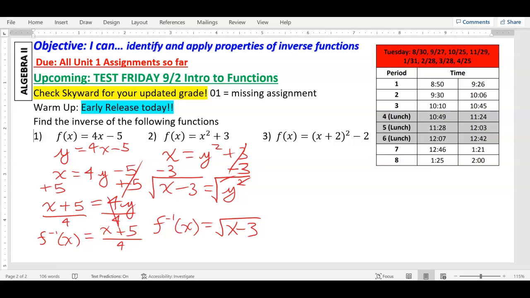Here we go. And if you're doing something else like sleeping or I don't even know what. Focus. Focus. Okay? First step, once again, I'm going to combine step 1 and 2. I'm going to pretend that f of x is a y, and then I'm going to switch x and y. So it's going to look like this. x equals y plus 2 squared minus 2.